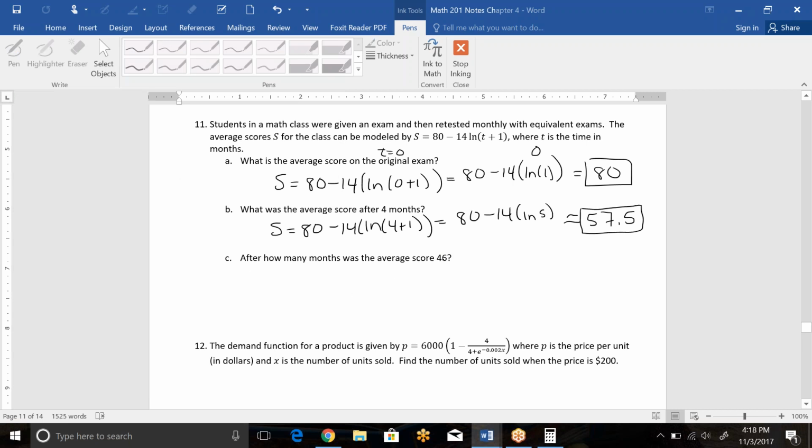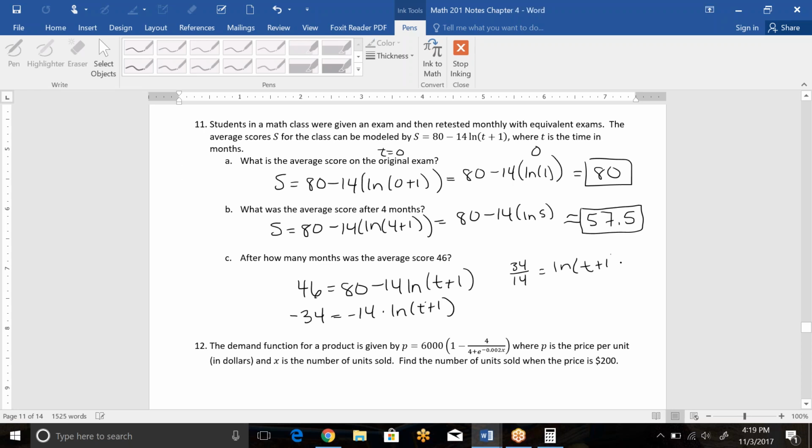And then how many months did it take for the average score to get to 46? Okay, so this is when we set S equal to 46. Now this we're going to have to solve, and because it has a log in it, we're going to have to turn it into something that has to do with exponentials. So if we subtract over the 80, that would be negative 34 equals negative 14 times natural log of t plus 1. Let's get the natural log by itself, so let's divide by the negative 14, so that's going to be positive, negative times negative.